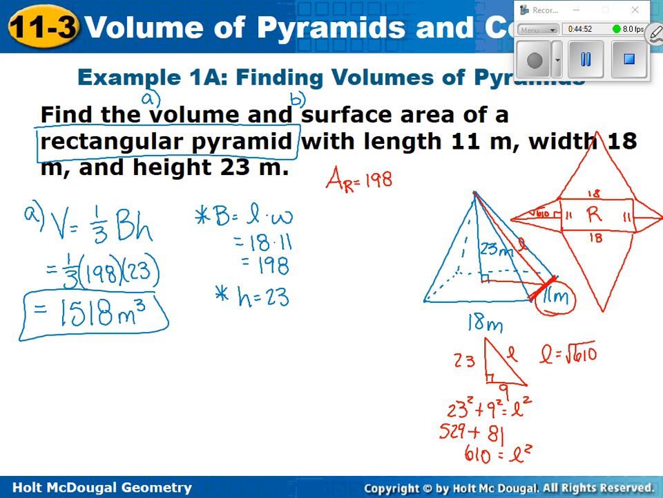So we want to find the area of the triangle that has a base of 11 and a height of square root 610. So what's my formula? It's a triangle. What's our formula? 1/2 base times height. Okay, plug it in. Tell me what you get.